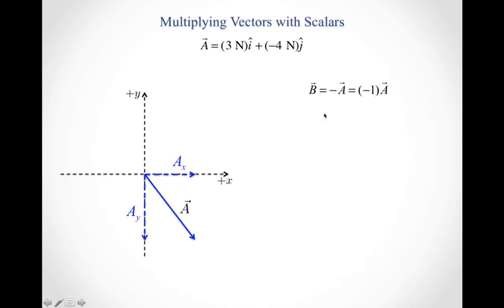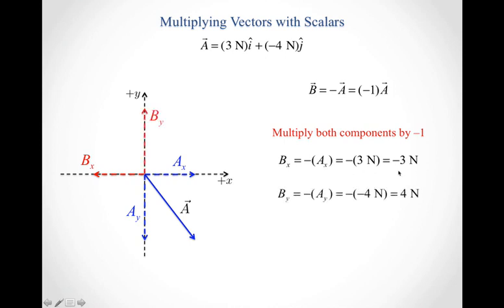Well, so let's start by letting B be negative A. So in this case, this means that the scalar I'm multiplying A with is negative 1. And so let's see what happens. Well, if I multiply both components by negative 1, that means that the x component of vector B is going to be negative the x component of vector A, so that's negative 3 newtons. The y component of vector B is going to be negative the y component of vector A, negative negative 4 newtons, so again those two cancel and I get positive 4 newtons.